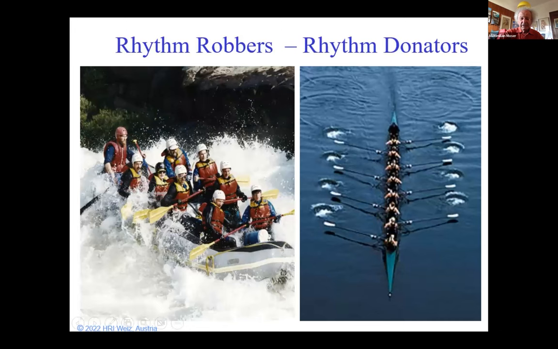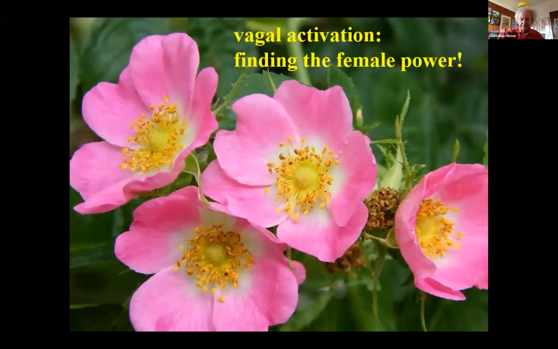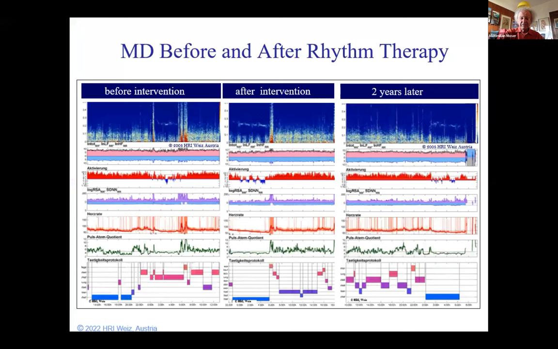Just to understand, you have here rhythm robbers during the day. That's your usual working day in a modern society. You are only reacting. You don't have the possibility to choose the course. You can only react. The only thing you can do here is to go to a sandbank from time to time to make recreation, make breaks. But during the night, you should have the possibility to row like these people, who are very synchronized, very focused, and can determine the course better than during the day. And as we heard that the vagus is the female power, I think that this is very important for us humans to find this female power in us and to strengthen this female power.